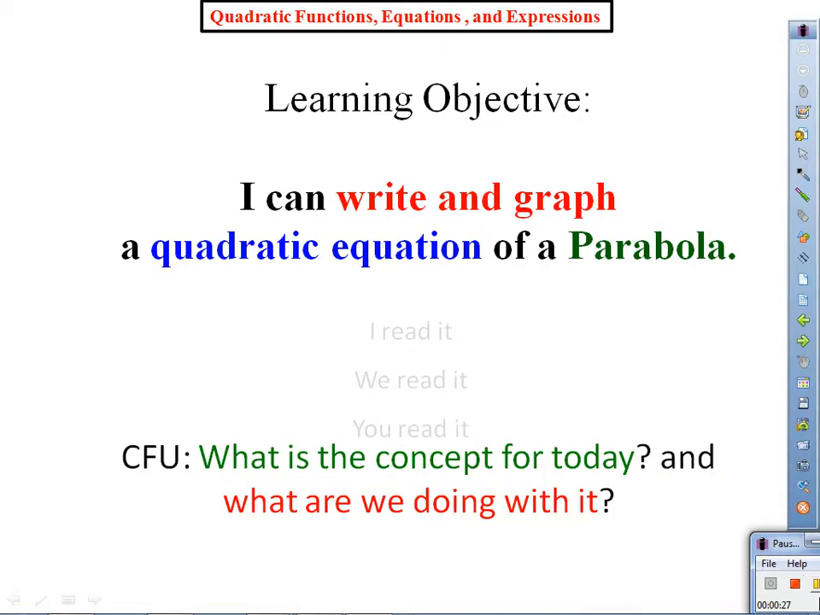All right, here we go. Our objective for today: I can write and graph a quadratic equation of a parabola. So, as we started last week, we started deriving the quadratic equation of a parabola. Yesterday, we did graphing vertical and horizontal parabolas, and we wrote the equation for those.